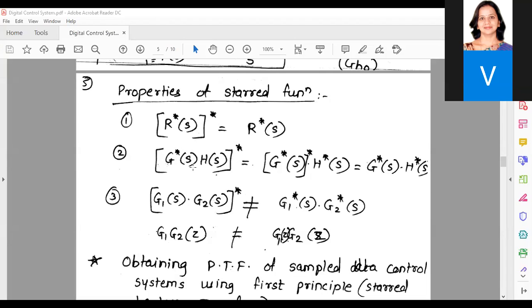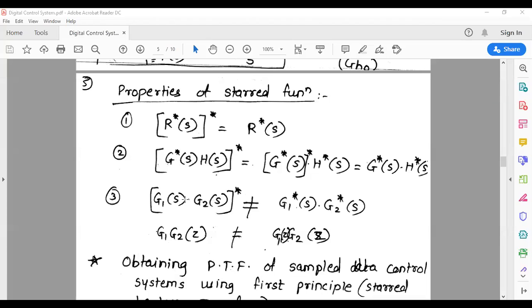What is the difference in the second and the third case, to be very specific? In the second case, you have a continuous signal and you are multiplying it by samples. In the third case, both the signals are continuous. So in the second case, when you have a continuous signal and you're multiplying it by samples, the result is nothing but the product of two sampled signals. Here, multiplication of these two signals is going to lead to an altogether different signal.